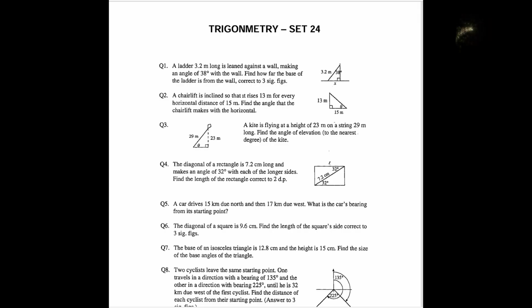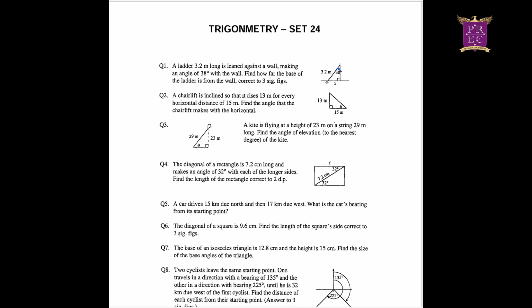Go through set 24 questions for trigonometry. Let's go through question number 1. A ladder 3.2 meters long is leaned against a wall, making an angle of 38 degrees with the wall. So you can see over here, it's making an angle of 38 degrees. Find how far the base of the ladder is from the wall.